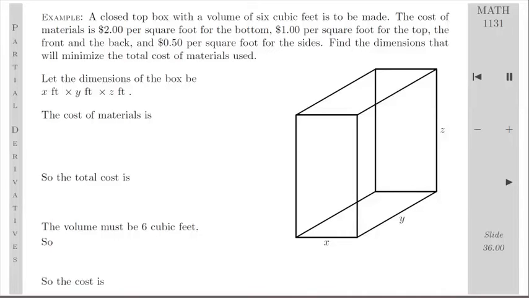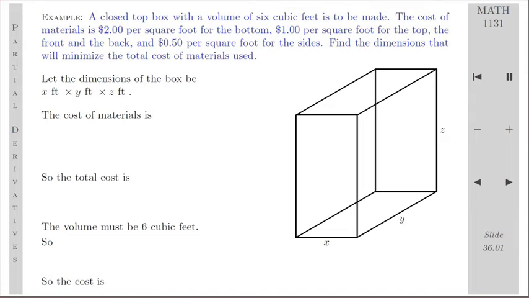Welcome. We are going to do our final example of finding extrema of functions of two variables. This is again a word problem. We are going to find a box with the minimum cost for materials, but with the volume specified. We're going to make a box with a top, that means it has the bottom, four vertical sides, and the top.